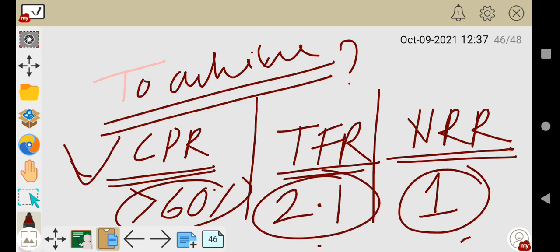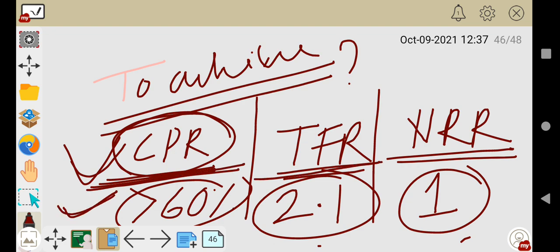All these are asked. CPR means couple protection rate, the number of couples, newly married ones, using contraceptives. So more than 60%, this one. Total fertility rate 2.1, NRR should be 1. Okay, remember the values.